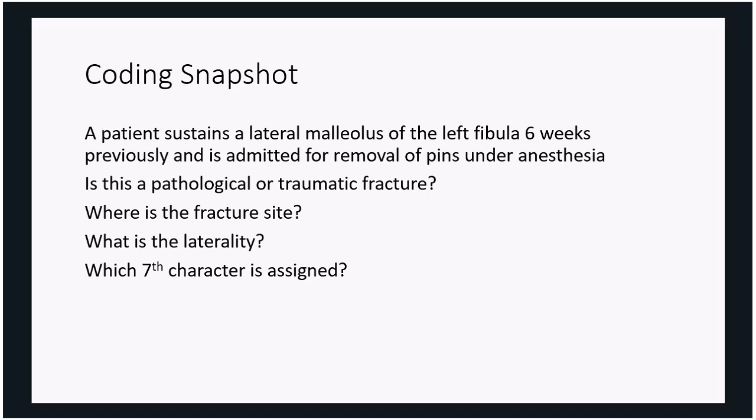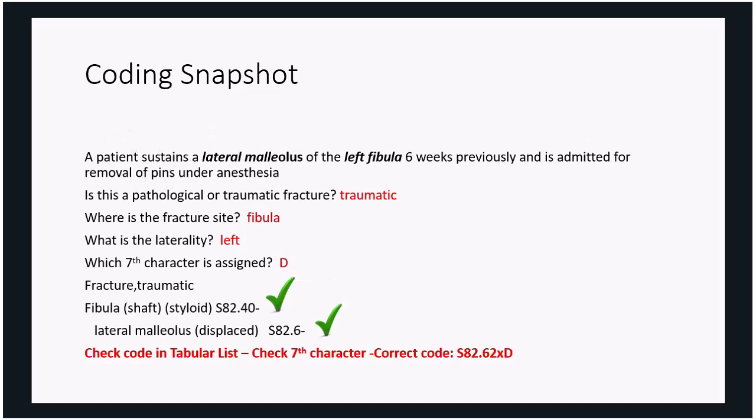Let's take a closer look at this coding snapshot. I've highlighted here some key terms. Left fibula, okay, that indicates our bone. The physician describes this as the bone break occurred at the lateral malleolus. Now let's look at our questions. Is this a pathological or traumatic fracture? There's no indication in this case that any type of disease process has occurred, so this would be a traumatic fracture. We know the fracture site is the fibula. Laterality is on the left, and our seventh character assigned is D.